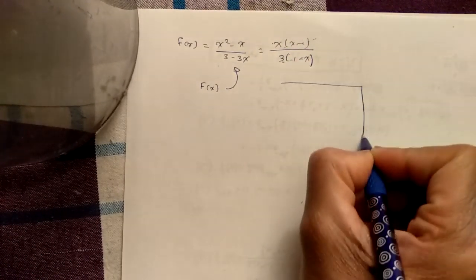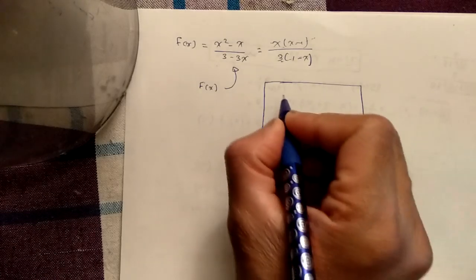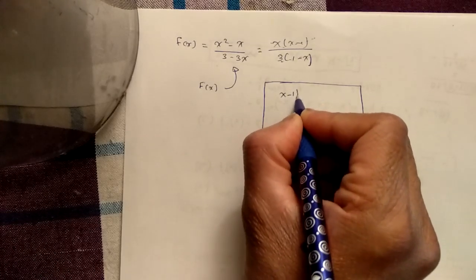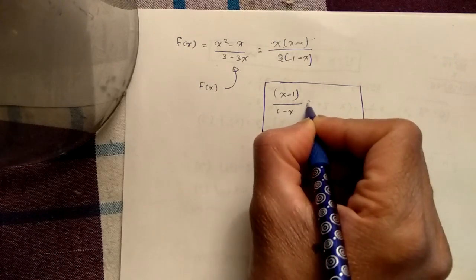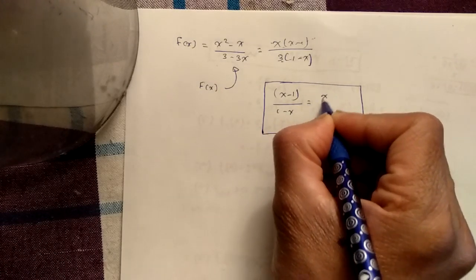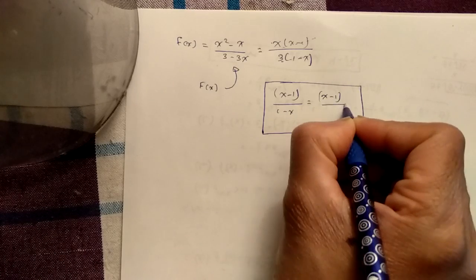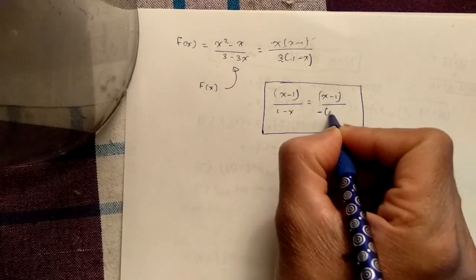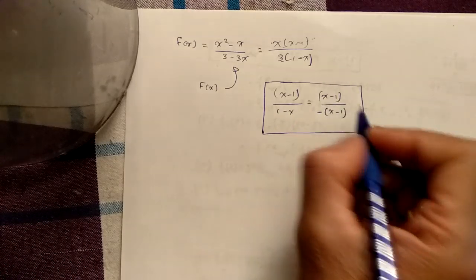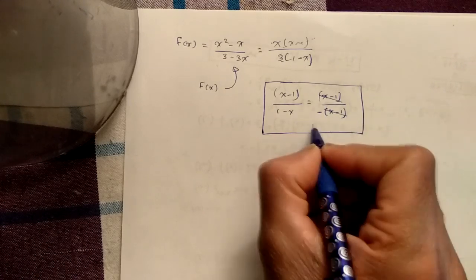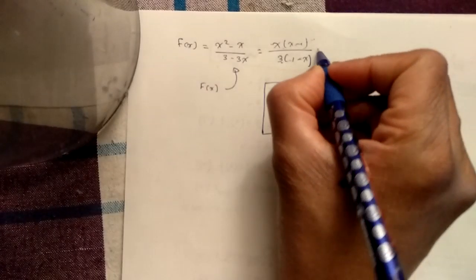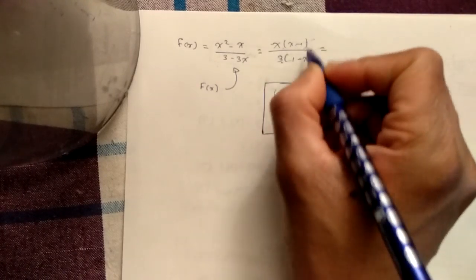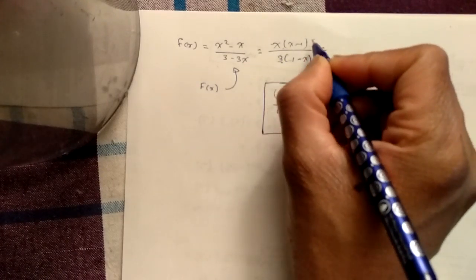That means when you have x minus 1 divided by 1 minus x, you can write the numerator as it is, and in the denominator you can take minus 1 out and write x minus 1. So when you cancel these two things, you have minus 1 remaining. So you can do that in this fraction.